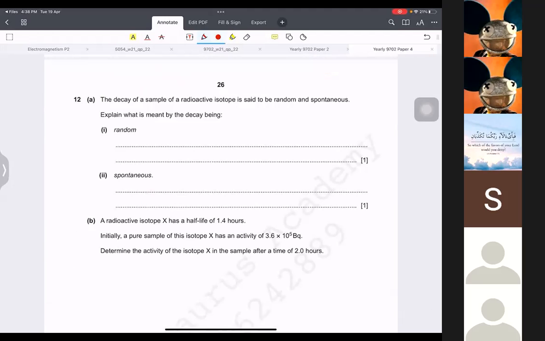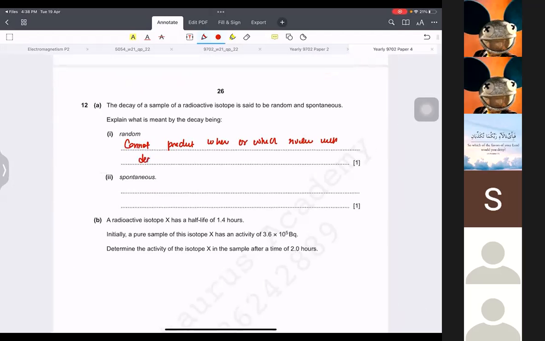Okay, now going to 12. Random decay means that you cannot predict when the next decay will happen, cannot predict when or which nucleus will decay next. Spontaneous means it cannot be affected by external factors like environmental effects.